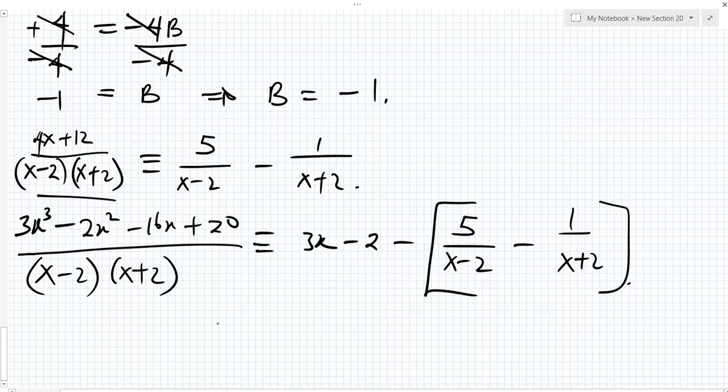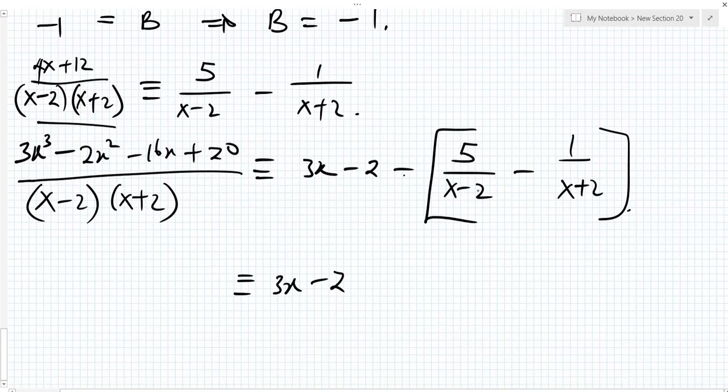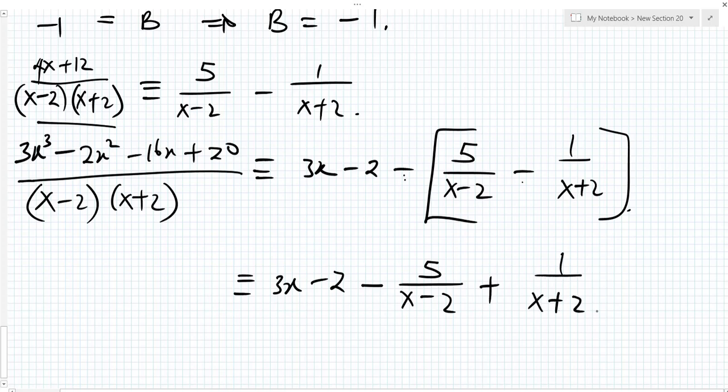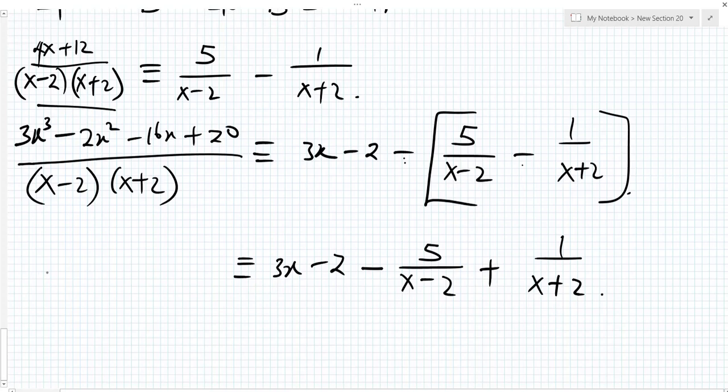So that means we'll have 3x minus 2. If you use this minus to multiply and open up this expression, this will be minus 5 all over x minus 2, minus times minus will be plus 1 all over x plus 2. So this is the final answer.